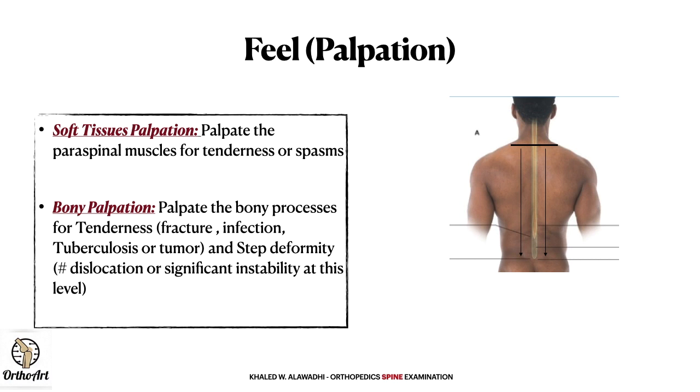And for bony palpation, you palpate in the middle. You palpate the bony process for tenderness, for example, because of fractures, because of an infection, because of tuberculosis, which is called Pott's disease of the spine, or tumor. Sometimes when you palpate, you feel like a round mass or an abnormality. Or sometimes you palpate for something called a step deformity, which is basically a fracture dislocation or significant instability at this level. So you go downwards and you palpate.